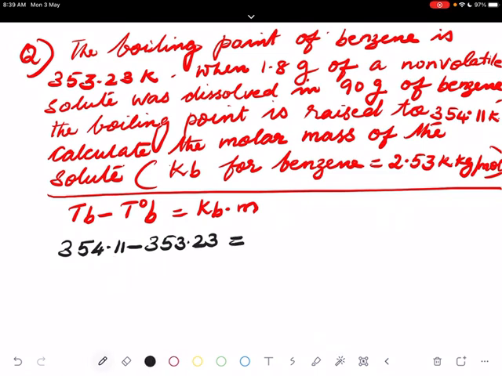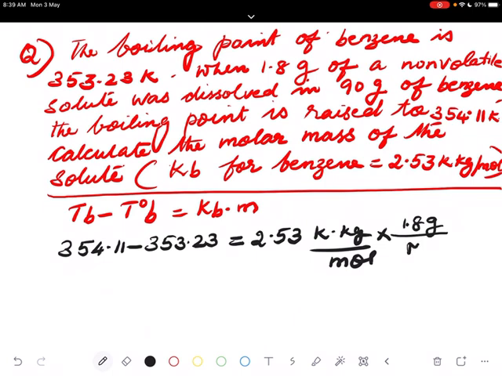That T naught B we are writing, and Tb we are writing here as 354.11 is equal to, what is Kb? That is 2.53 kg per mole. I am writing the unit also here. Let's see how the cancellation goes. Into 1.8 gram upon molar mass. Calculate the molar mass of the solute, so that is MB. Now WB that is 90 gram, so 90 gram means 90 upon 1000 kilogram.